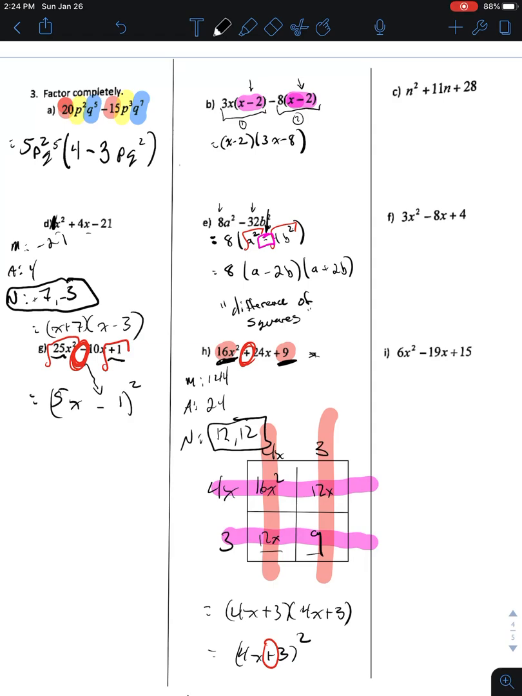So 5 minus 1. X, don't forget the x. 5x minus 1, right? Because you had x squared on there. And then there's 2 of them. This is a perfect square trinomial. So 5x minus 1 squared is the answer.